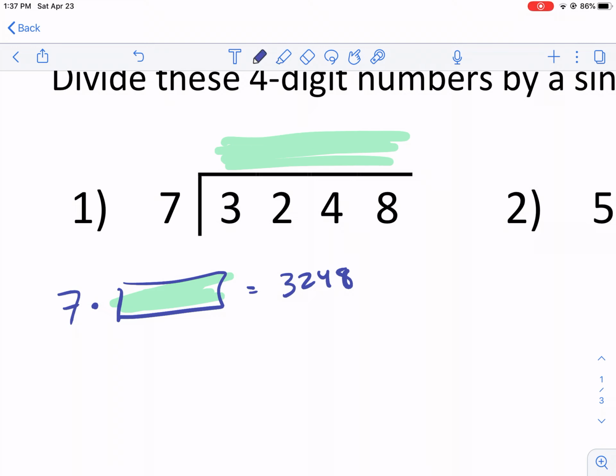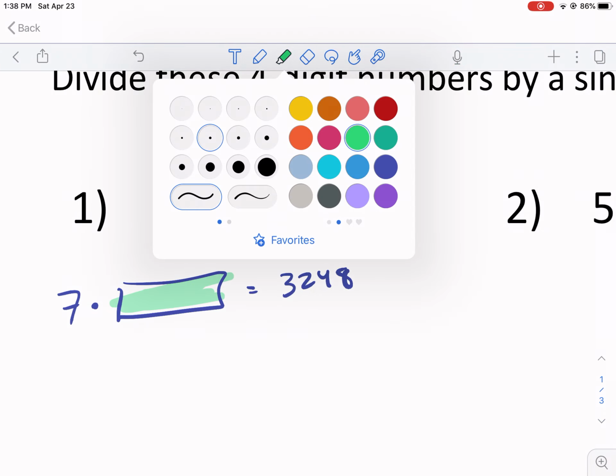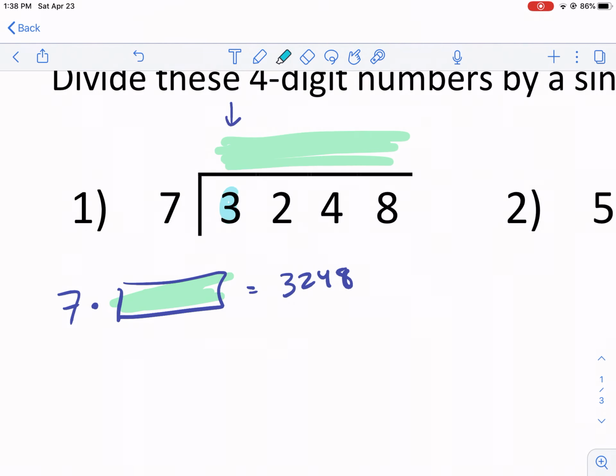Here's the process. We first need to check if 7 is a factor, if 7 goes into all of these numbers. So we always start left to right, and we're going to start with 7. Does it go into 3? So I'm just looking at the 3 here. Let's try this light blue. Does 7 go in the 3? Okay, and the answer is no. 7 does not go into 3. 3 is obviously a smaller number. So 7 times no whole number is going to give us 3. So we're going to move on to the next number.